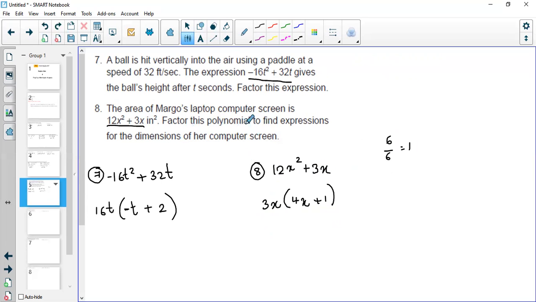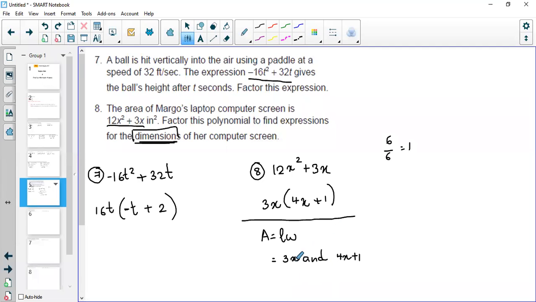Okay, they said factor this polynomial to find the expressions for the dimensions. Okay, they want you to find the length and the width. Now you know that area is comprised of length and the width, right? That too, the laptop screen is like a rectangle. So area is going to be length multiplied by width. So basically you could say the length is going to be 3x and the width is going to be 4x plus 1. So we do not need to write anything, we just need to write the dimensions are 3x and 4x plus 1. That's all, because they mentioned this dimension, so we have to work on it.